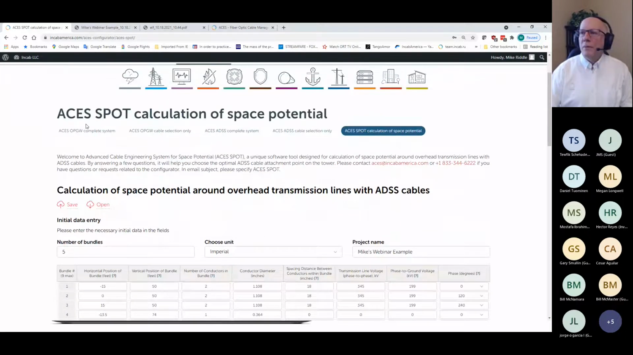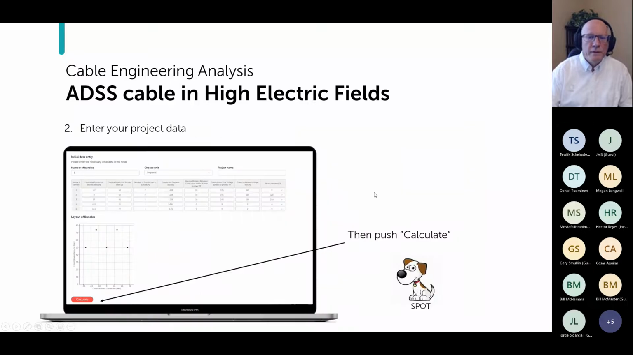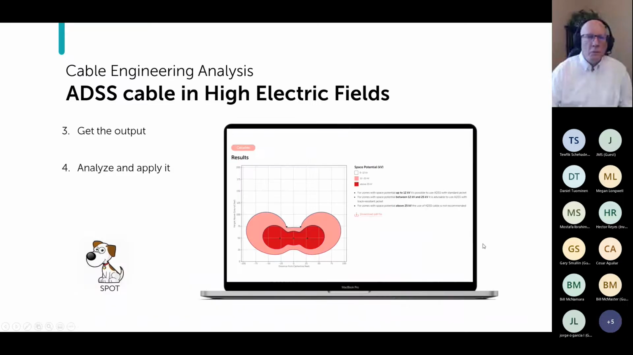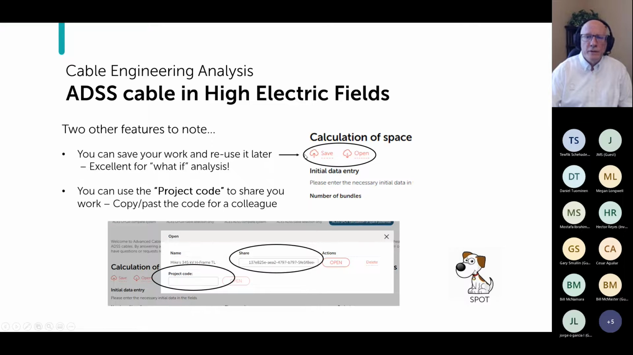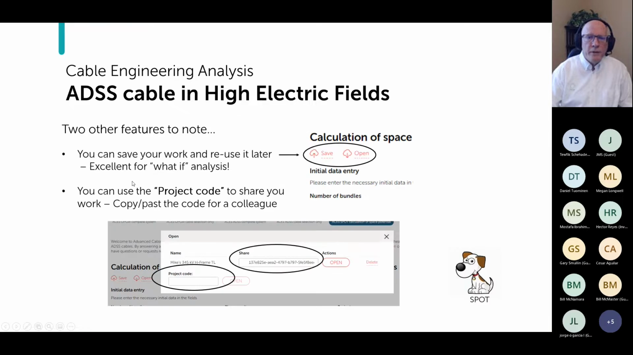So we'll go back to the presentation itself. Just to recap: go to our website, basic registration process, you get logged in, enter your data, push calculate, get the results, apply the results. And I already talked about how you can save and open files. And so that really wraps up ACES. Pretty simple, easy. I dare say even a little bit of fun to use.